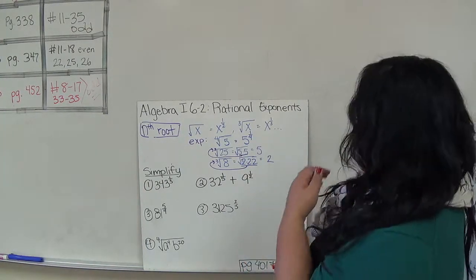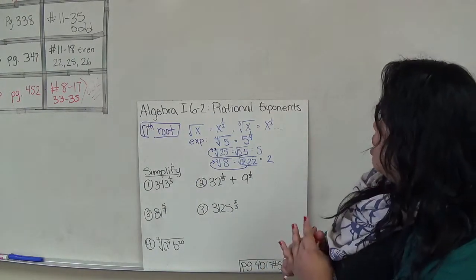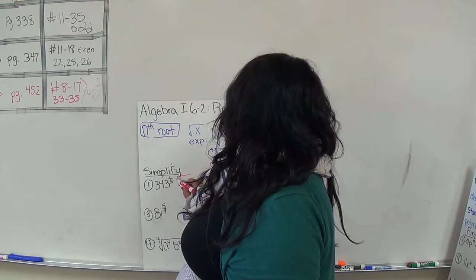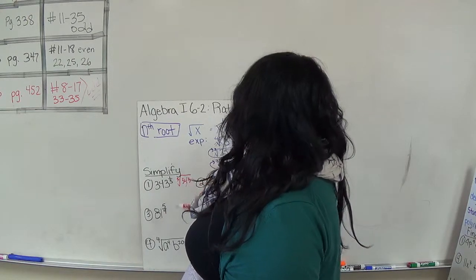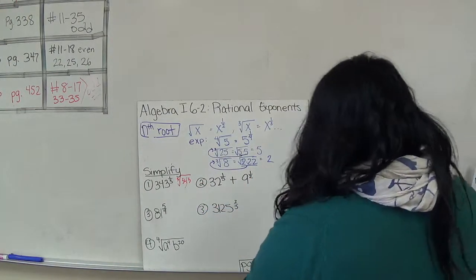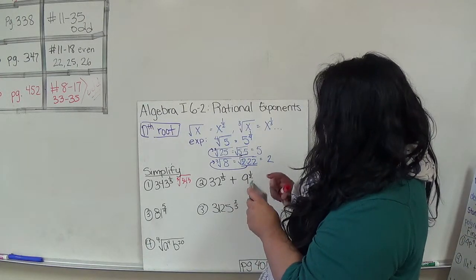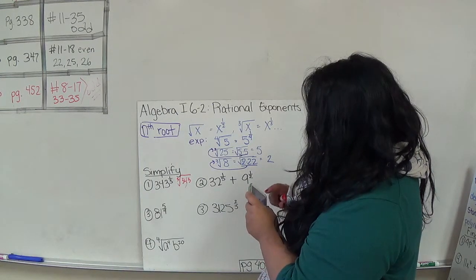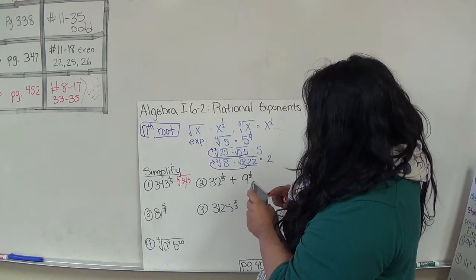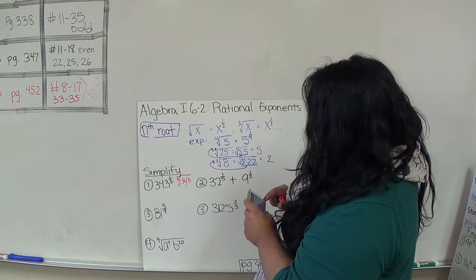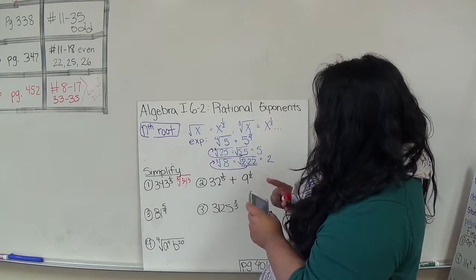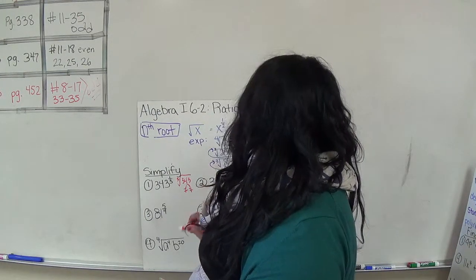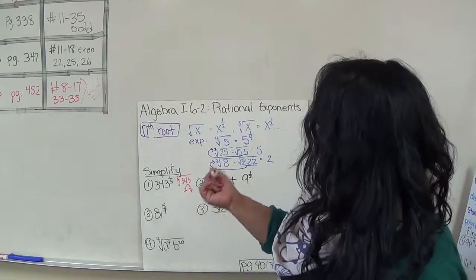So let's try 343 to the 1/3. This is the same thing as saying the cube root of 343. So I'm going to go ahead and factor 343. Let's divide it by 3. No. Let's try 7. So I'm going to keep testing numbers. Okay, so 343 divided by 7. So this is 7 times 7. And then I can't factor it actually.